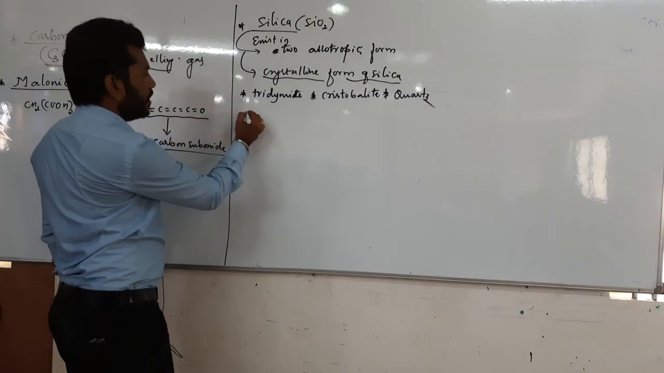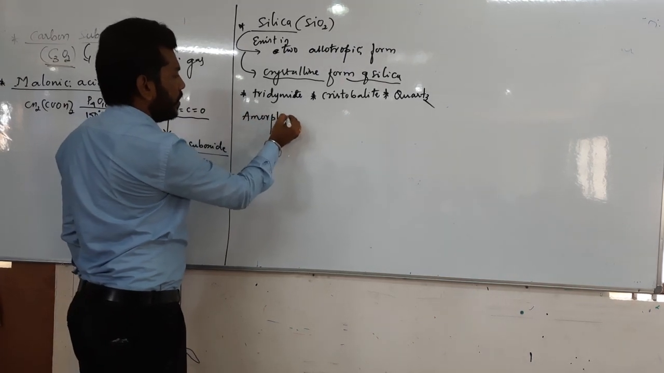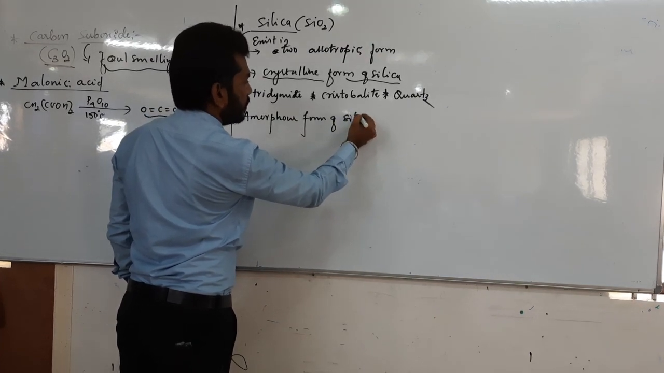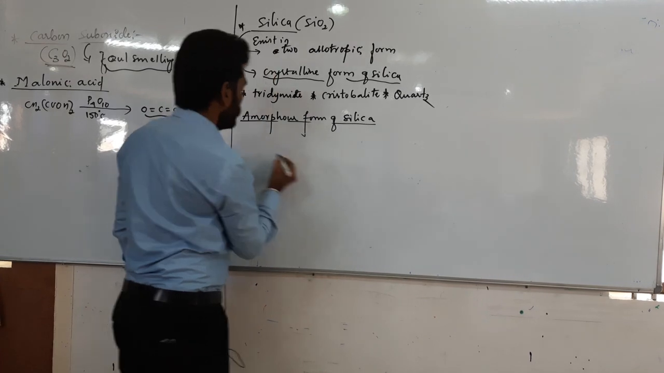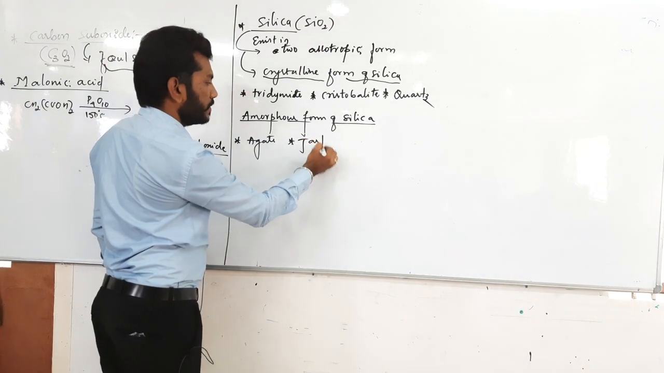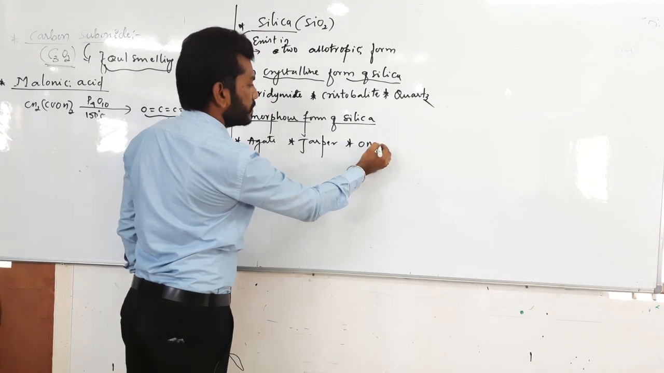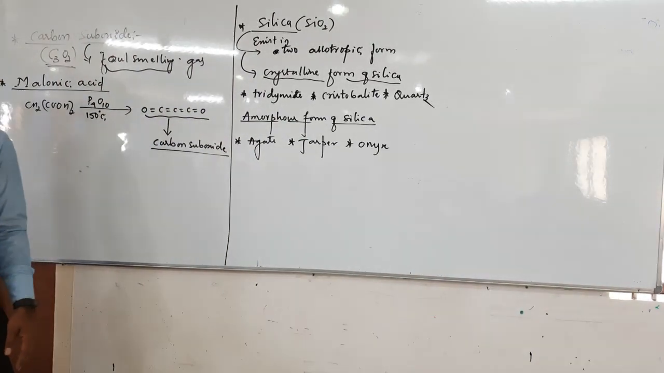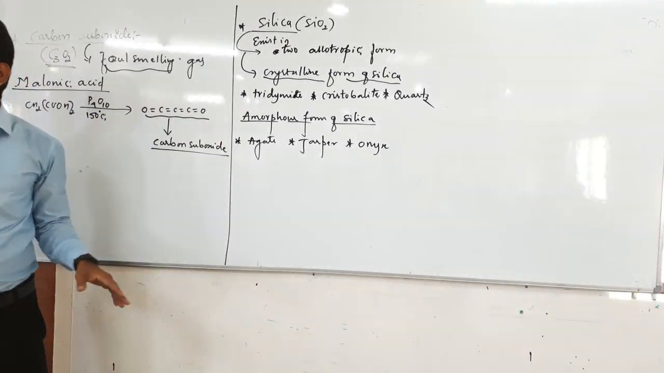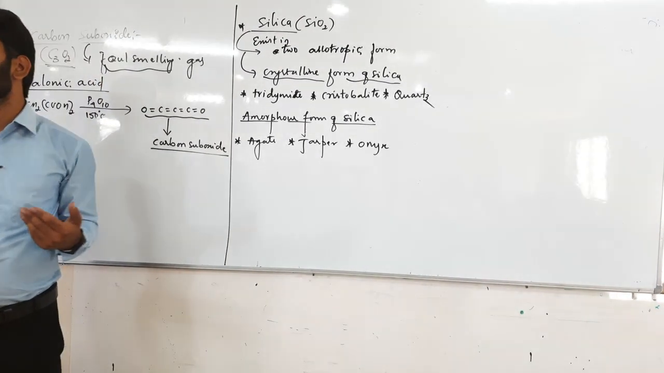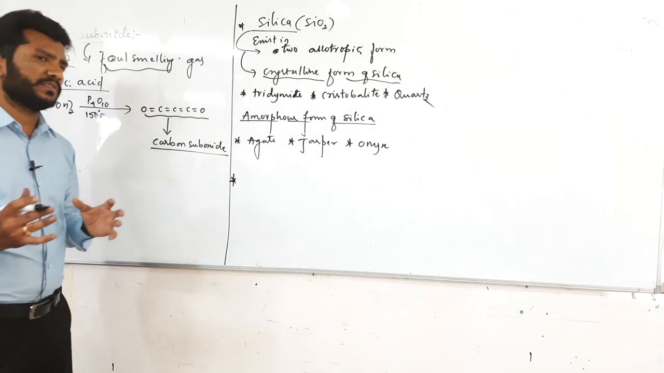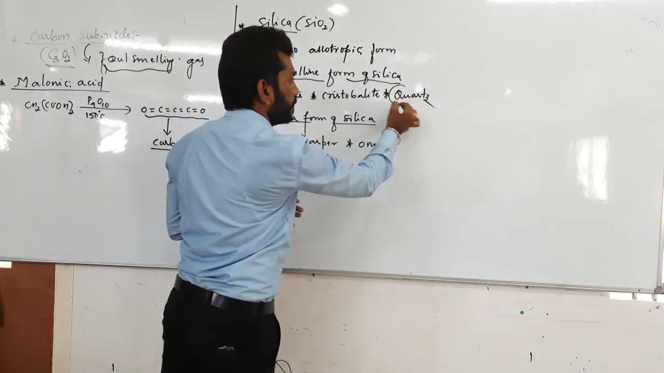Okay, and here the amorphous forms of silica are agate, jasper and onyx. Agate, jasper and onyx are the amorphous forms of silica, guys. And regarding quartz, we must know that here.